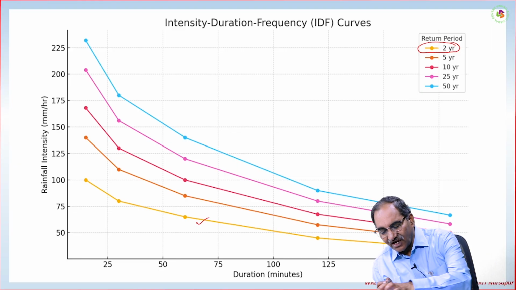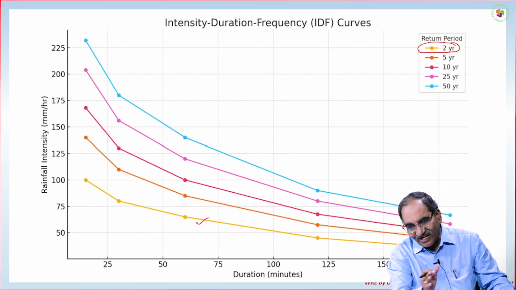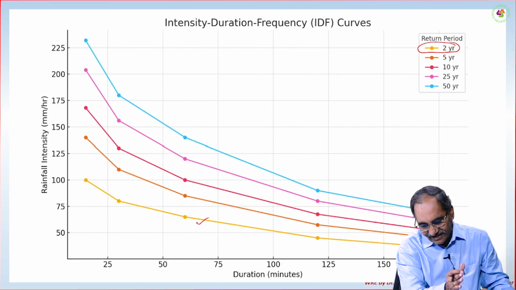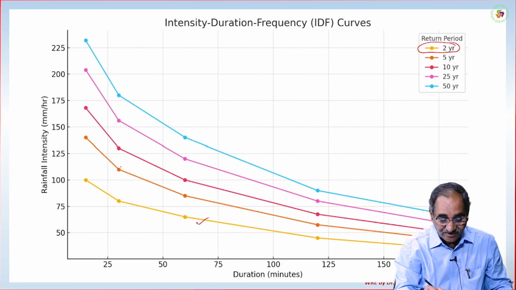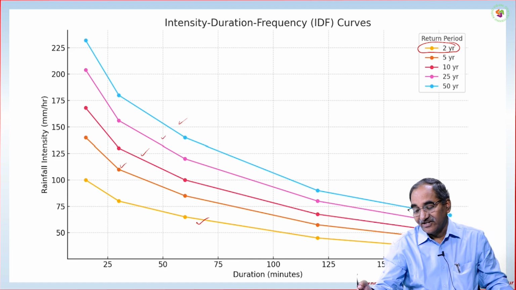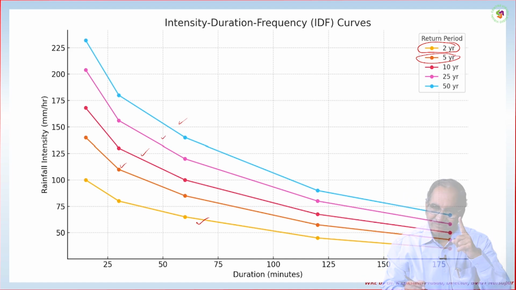Now you see how the curves are all basically exponentially decreasing. Am I right? It is exponentially decreasing. All these things you can see. Similarly, these are for the other return periods. For each of the return periods, there will be one IDF curve basically. That you should remember.